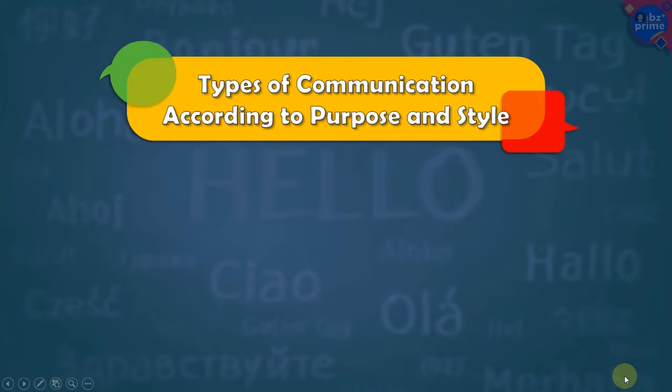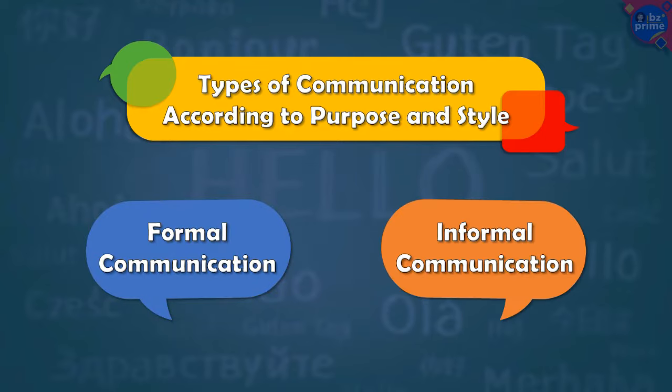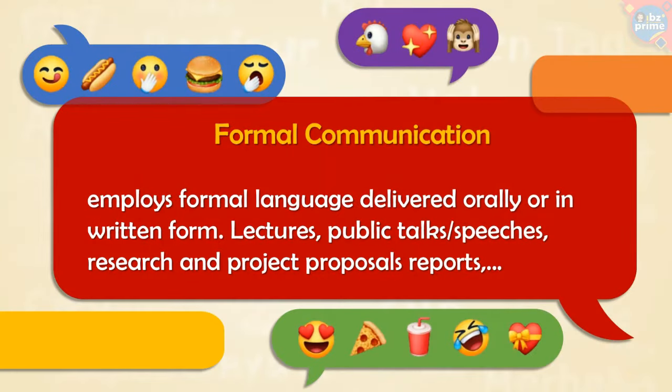Finally, communication may be classified according to purpose and style. Earlier, formal and informal communication have been discussed in relation to organization communication. Similarly, the types of communication in relation to purpose and style are formal and informal. However, rather than focusing on the transmission of message and message flow, the focus here is on the communication setting and the mode of delivery. Formal communication employs formal language delivered orally or in written form.